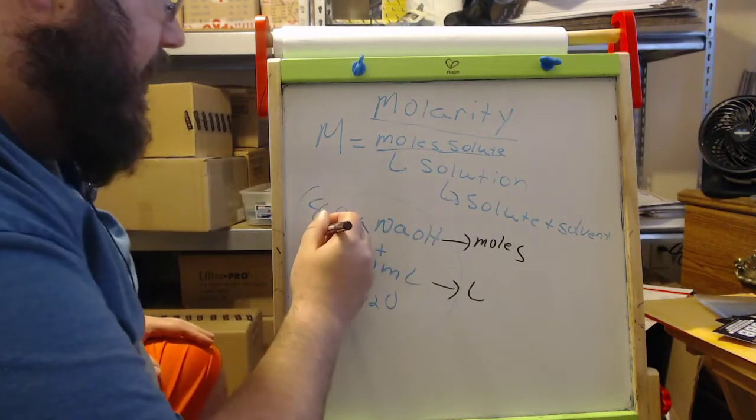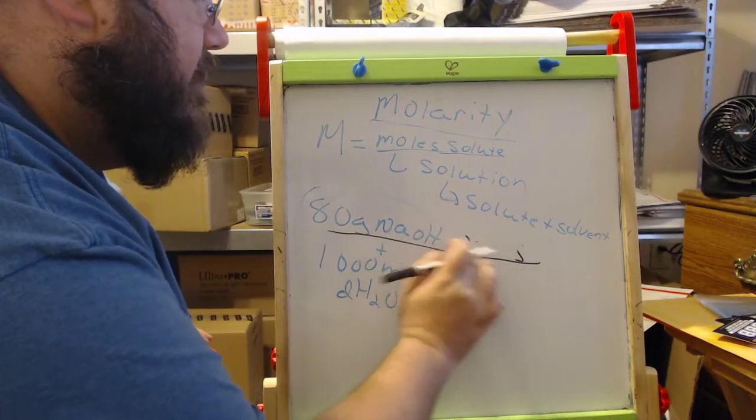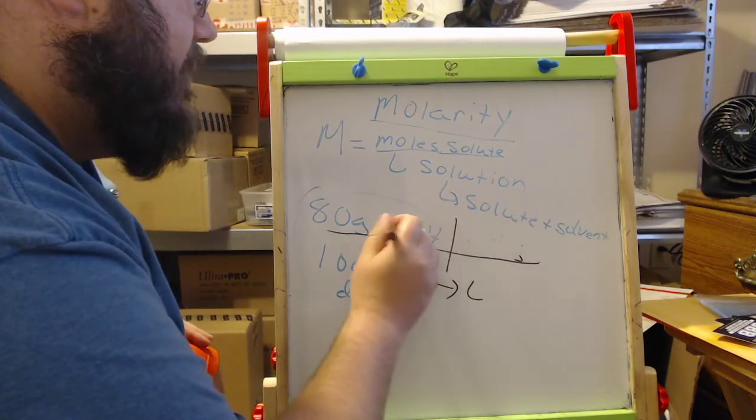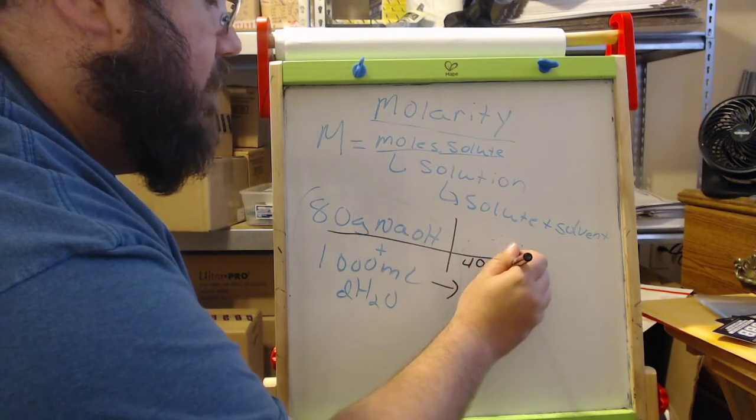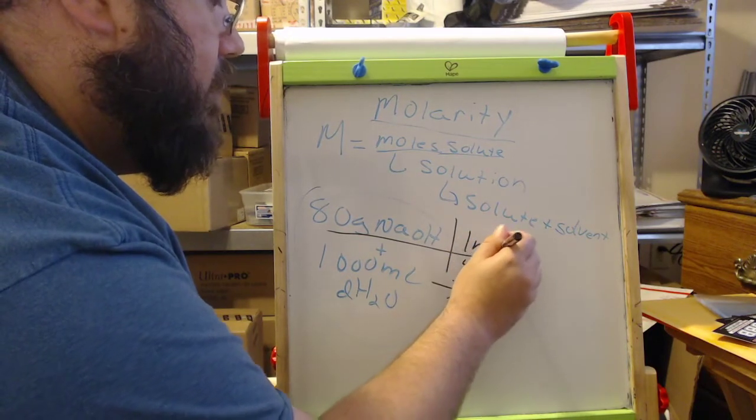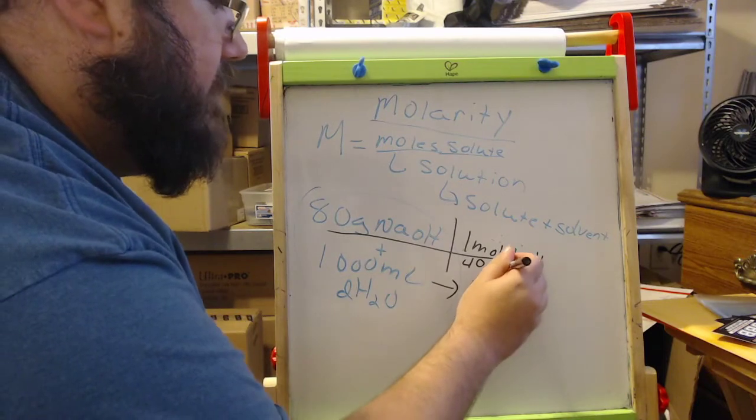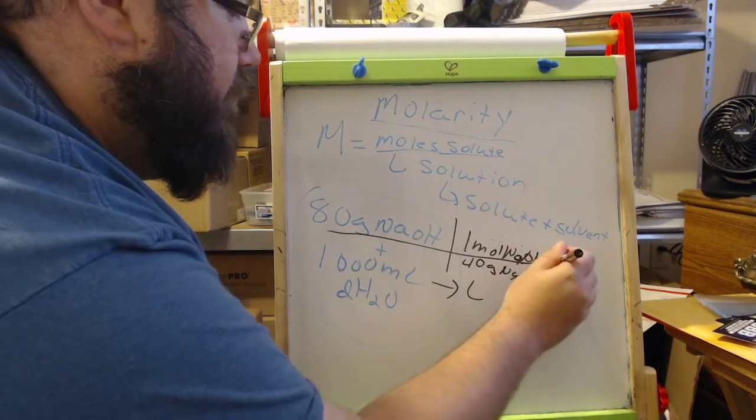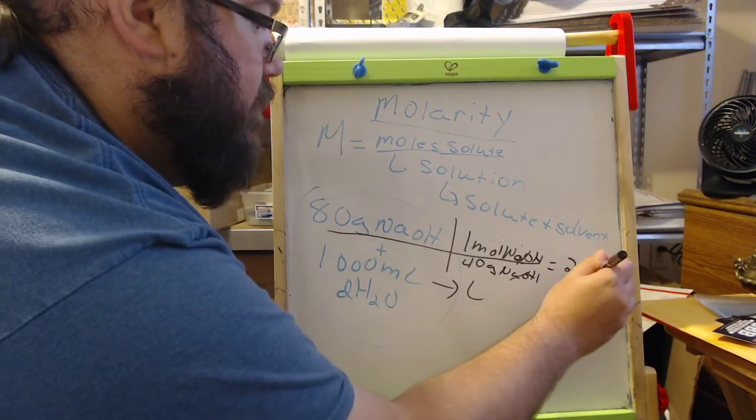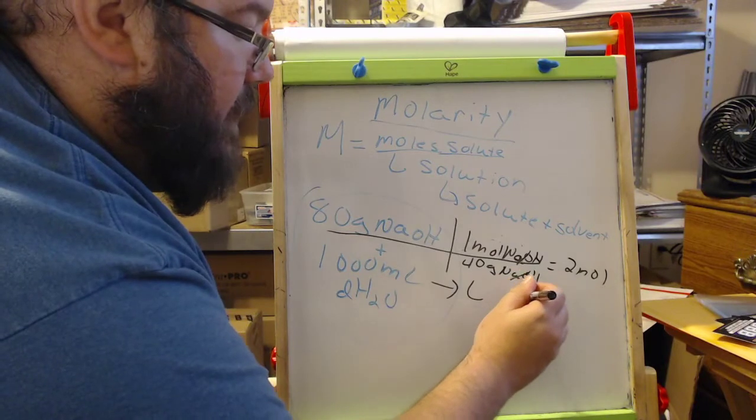Well, we know how to get our grams to moles. We need to use the molar mass. The molar mass of sodium hydroxide, 23, 16, and 1, is 40 grams per mole. So 80 grams of sodium hydroxide times 1 mole per 40 grams, the grams cancel out, and we get 2 moles. For our liters, move the decimal 3 to the left, and we have 1 liter.